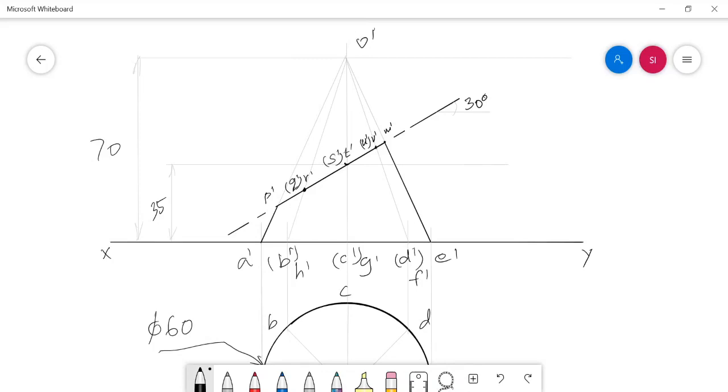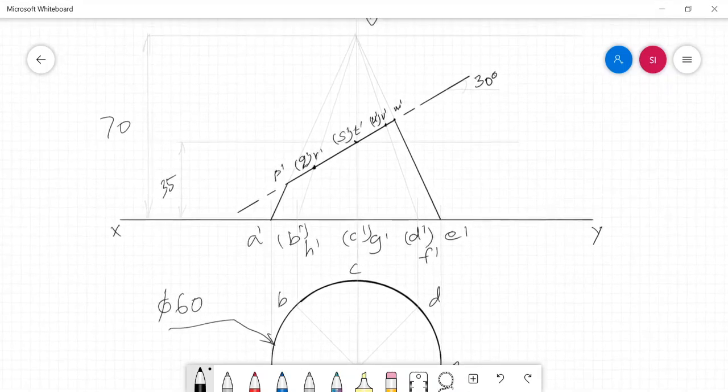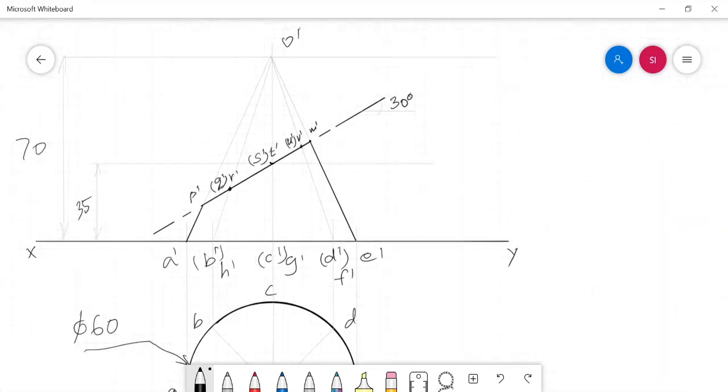Yes, that's enough. And then it is better to note down the address of each and every cut point in order to mark them in the top view.